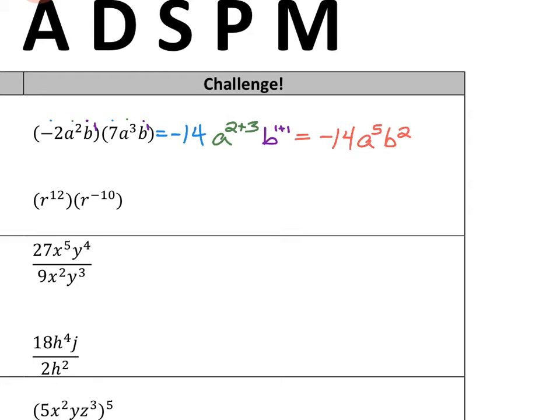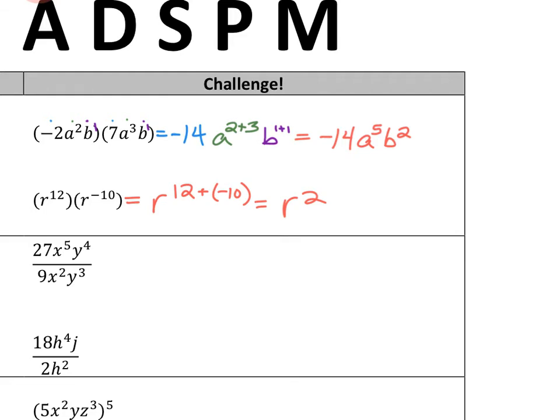I'm going to have you guys try this last one, the fourth one, on your own. Go ahead and give it a shot. So these bases are the same, so literally all we have to do is add the exponents. This would be r to the 12 plus a negative 10, which, when I add 12 and negative 10, I would get 2. R squared would be our final simplified. 12 minus 10 and 12 plus negative 10 are exactly the same thing.